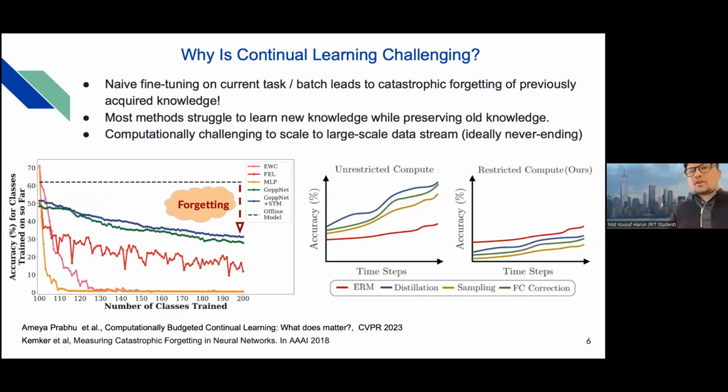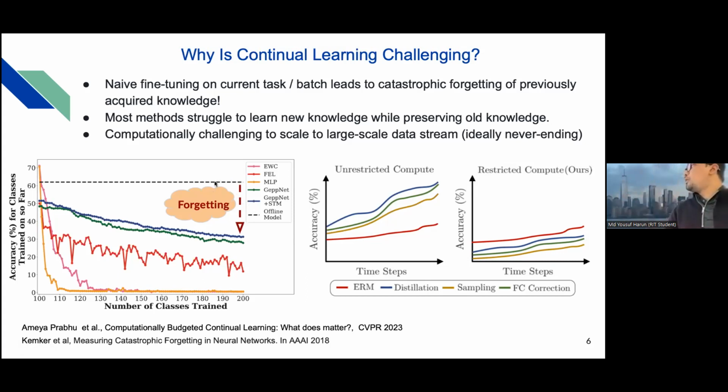So why is continual learning challenging? As you can see in the left figure, if we just naively fine-tune a model on new data, the performance drops significantly, because it just tries to mimic everything in the new data, and it doesn't have the ability to retain old knowledge. So the performance drops significantly, as you can see here. We call this forgetting.